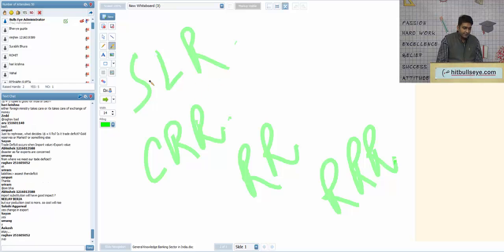Now we'll discuss these 4 points which we have written: SLR, CRR, RR, RRR. SLR is statutory liquidity ratio. First we will try to understand the concept. The concept goes like this: if I have taken 100 rupees as a deposit, then I cannot lend the entire 100 rupees to some other party.